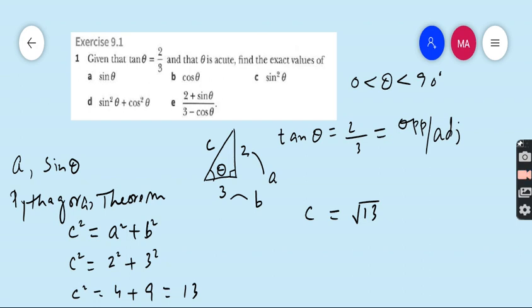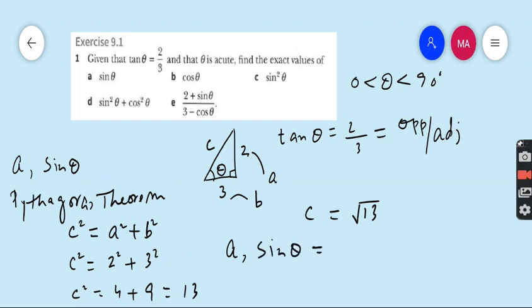Okay, so this is the main thing. With the help of tan theta equal to 2 upon 3, we have found the value of C. Now come to the question, part A. We have to find the value of sine theta.